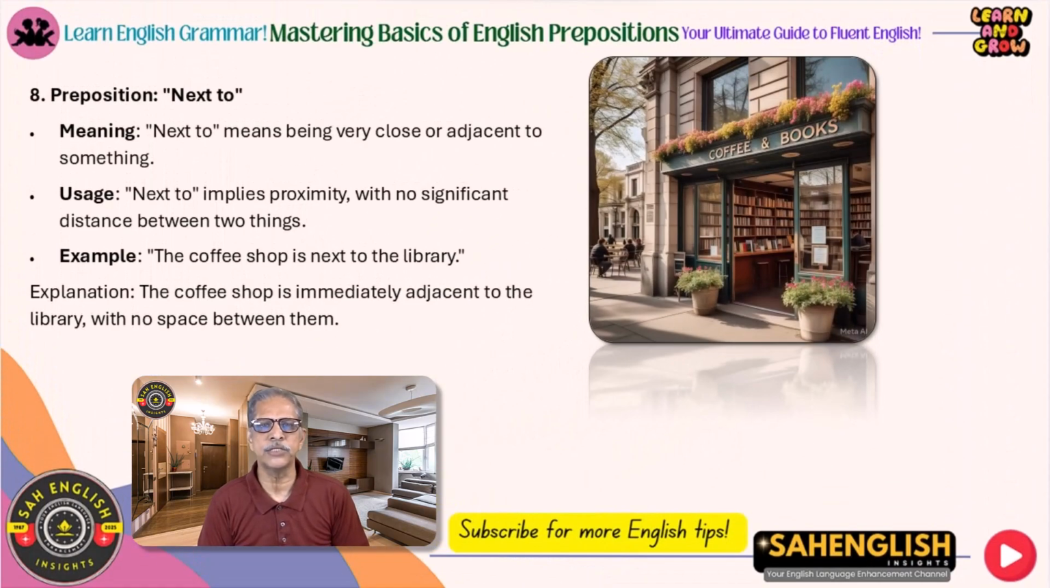8. Preposition next to. Meaning: next to means being very close or adjacent to something. Usage: next to implies proximity with no significant distance between two things. Example: the coffee shop is next to the library. Explanation: the coffee shop is immediately adjacent to the library with no space between them.